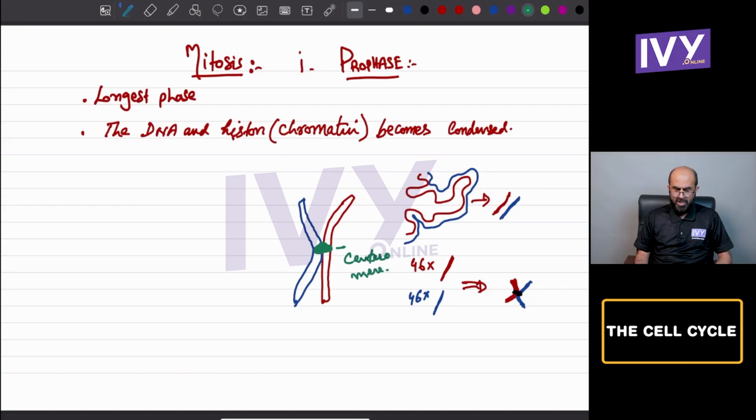This centromere is also present on a single chromosome. Like if I'm telling you that one of the condensed chromosomes is here, it already has the centromere. If the centromere is present, then it is called a chromosome. It will not be chromatin. Keep in mind that one chromosome is represented by one centromere.